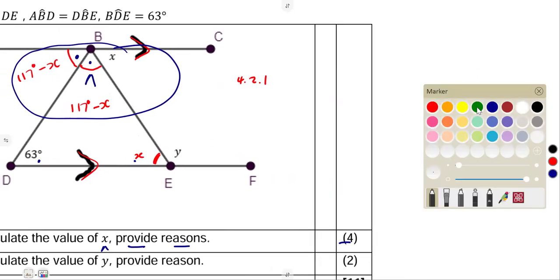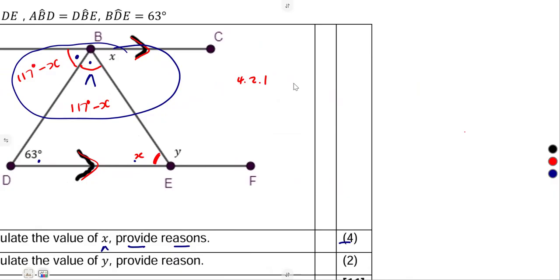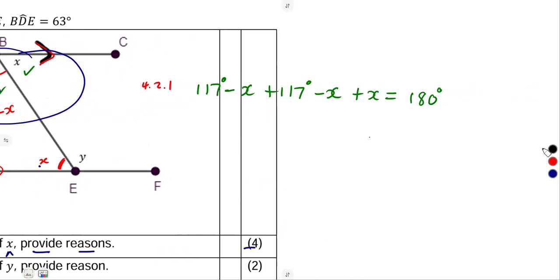So now we can say: 117 degrees minus x, if we add this one to another 117 degrees minus x, and this x that is remaining there, we must obtain 180 degrees, which is from what? Angles on a straight line. So that was the concept there. Angles on a straight line.